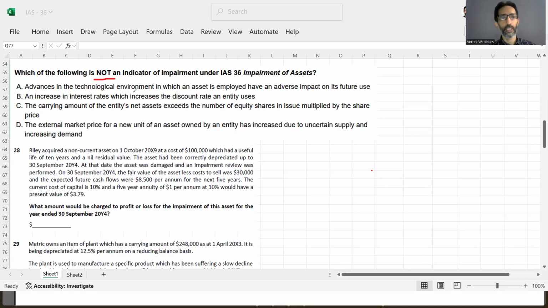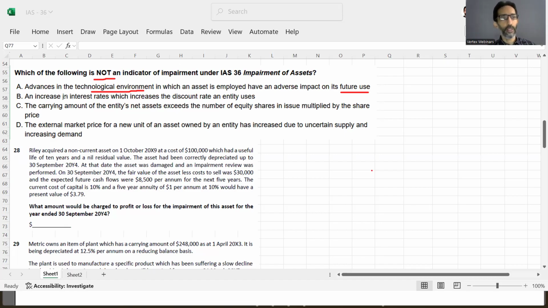Advances in the technological environment in which an asset is employed have an adverse impact on its future use. So clearly, when due to new technology the assets have become obsolete, have become outdated, this clearly shows that the value of the asset has reduced. And we cannot use them in future because the technology is obsolete. We might have to buy a new asset, or the value of the asset has reduced. So this clearly shows that it is an indicator of impairment.